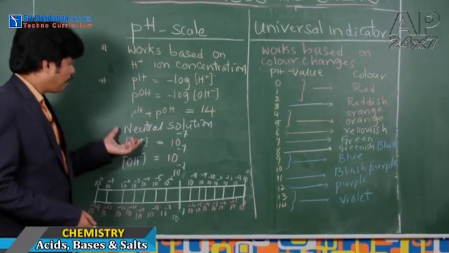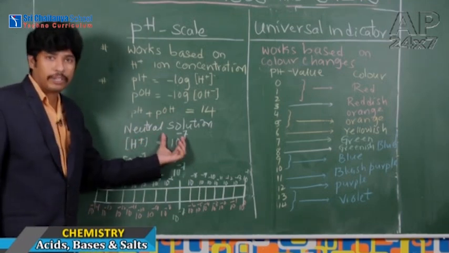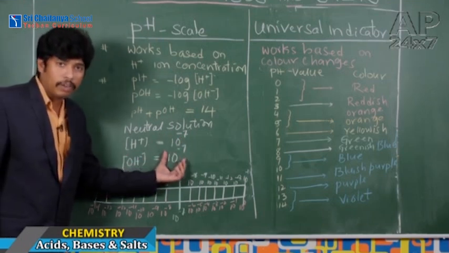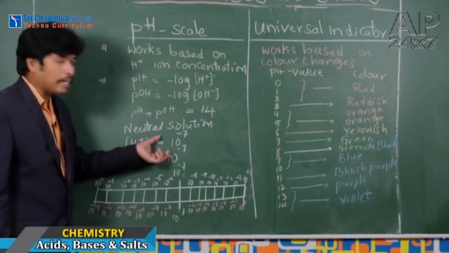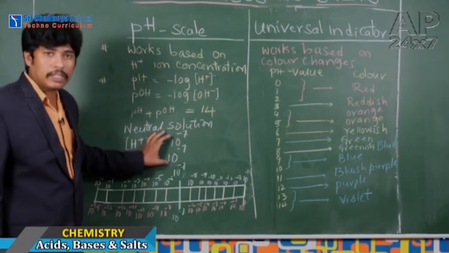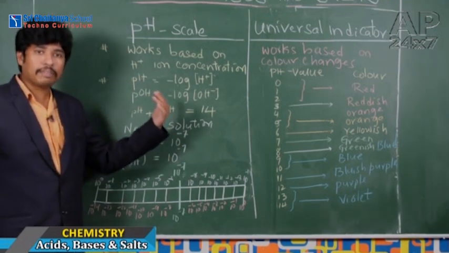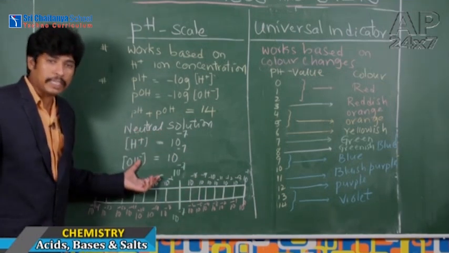So here, in a neutral solution, H plus ion concentration is equal to 10 power minus 7 molar, and OH minus ion concentration is also equal to 10 power minus 7 molar. So this is the condition in neutral solution. Whenever these two concentrations are altered in the solution, automatically the nature of the solution may change into the acidic or into the basic nature.